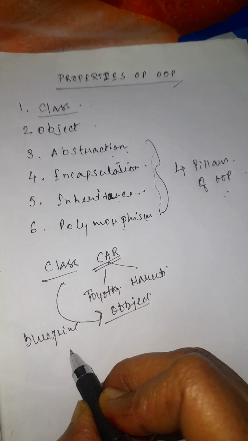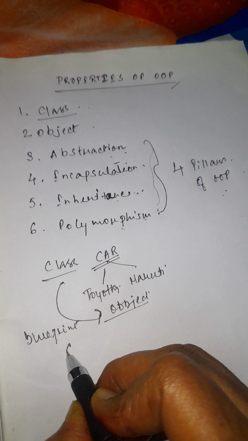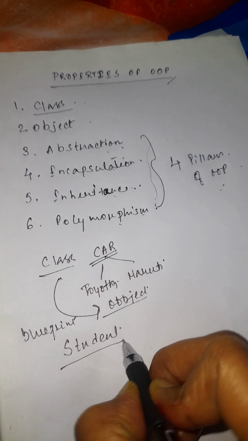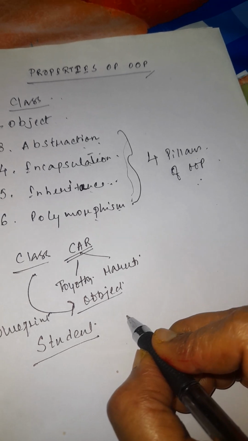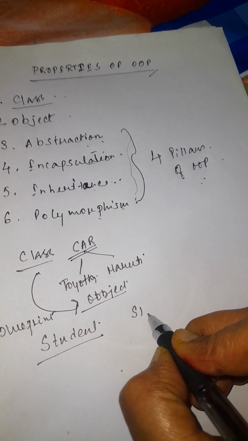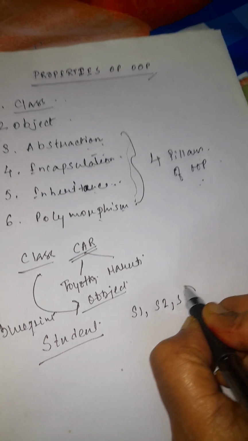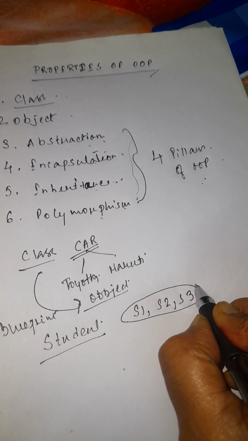One more example like this. Maybe student. Student is the class, and there may be student S1, one student, S2, one more student, S3, one more student. These all are the objects.